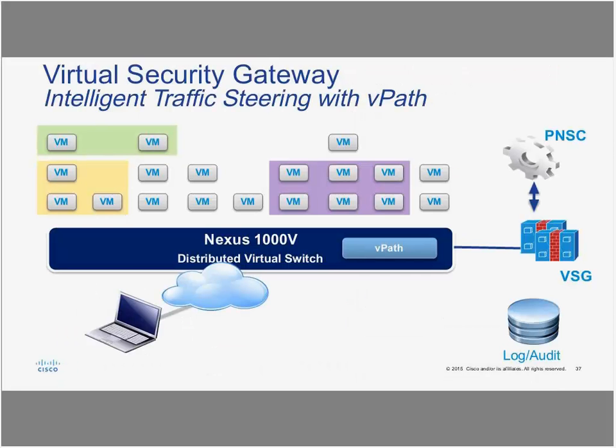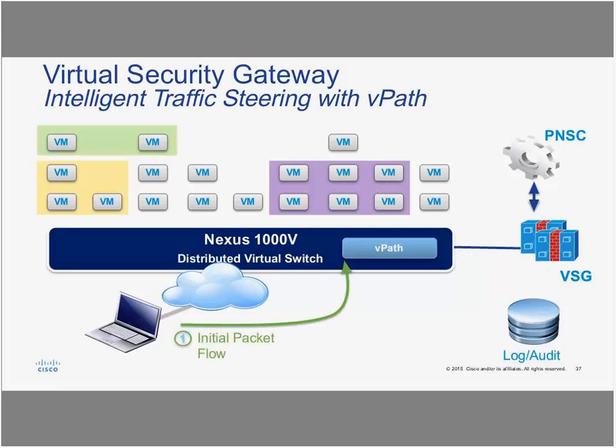So this is a traffic flow, and it's similar to what was shown in that YouTube video. Basically, what I'm showing here is that we have a VSM with vPath enabled, communicating with VSG, and having a PNSC working with both VSM and VSG in the background. The different colors for the VMs show the different VLANs, different tenants, and I have a laptop here which is sitting in the cloud and trying to send traffic to a VM.